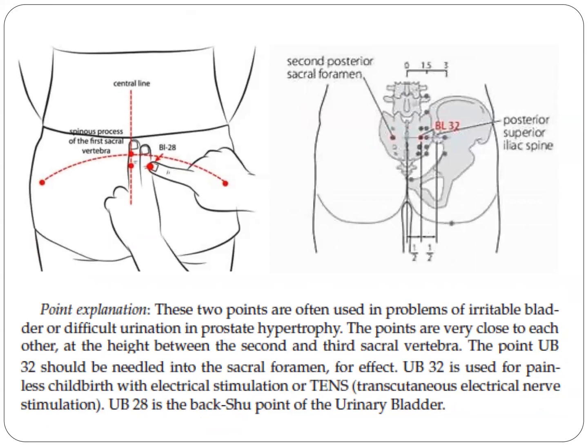The point UB32 should be needled into the sacral foramen for effect, okay? UB32 is used for painless childbirth with electrical stimulation or TENS. Yung TENS, ibig sabihin transcutaneous electrical nerve stimulation. UB28 is the back shu point of the urinary bladder. Tingnan po natin sa drawing, okay?